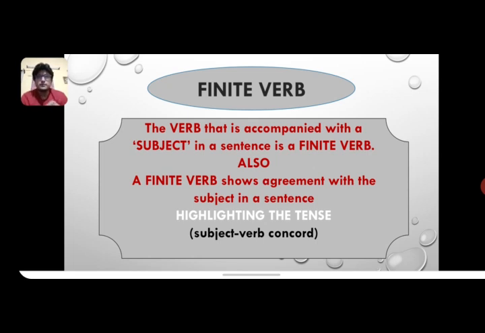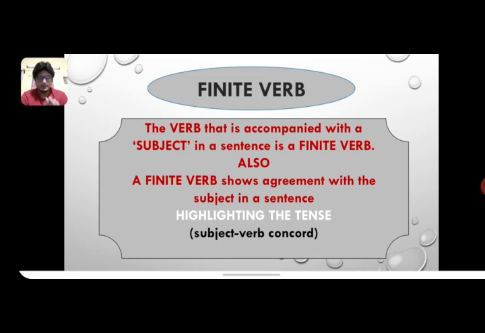A finite verb shows agreement with the subject in a sentence. That highlights the tense. So the eventual purpose of a finite verb is to highlight a tense. This is very simple. If the tense is very clear, out and bold, when you're writing a verb, it will stand as a finite verb only, provided the condition of establishing the tense is fulfilled. So it's very easy, right? The last line over here, that is in bracket, gives you subject verb concord. That means there is an association, there is an agreement between the subject and the verb.